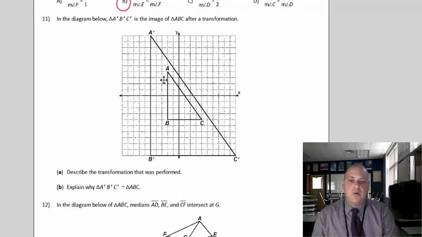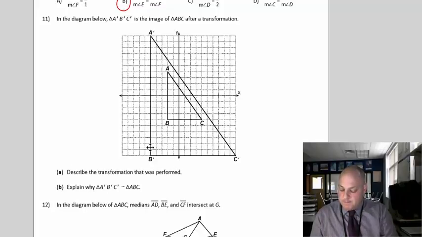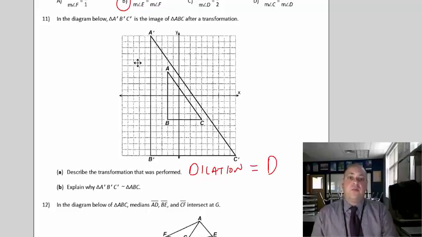In the diagram below, it looks like we have a dilation, right? So describe the transformation that was performed. It looks like there was a dilation, and so we'll say dilation, and we're going to be more specific, D, and now what happened? Okay, so if you do the lengths, you'll be able to know for sure.